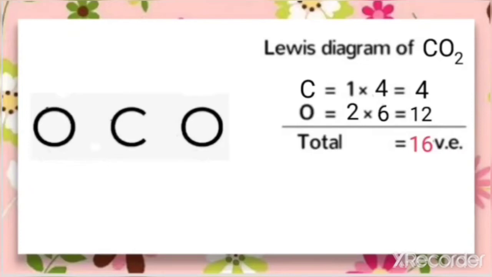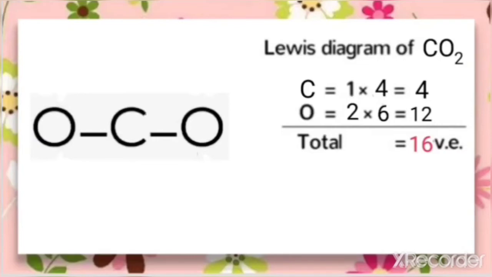Second step, what does the second step say? Write the central atom in the center and the terminal atoms on the terminal sides. Third step, we have to keep a single bond between these. So like this we can keep a single bond. Now count the number of electrons. A total of 16 electrons are there.